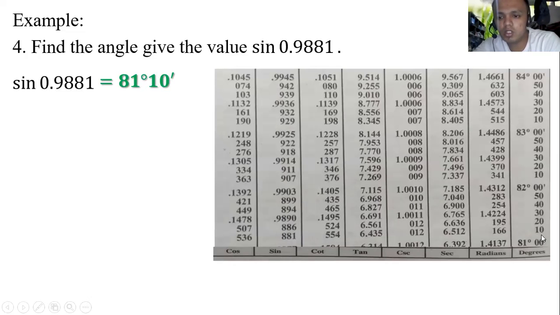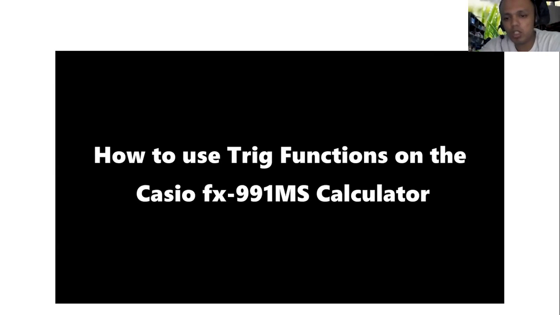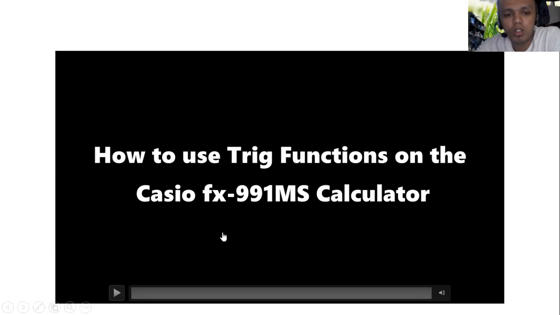So if you don't have this kind of copy, like I said, you can use a scientific calculator or an online calculator. I will show you a video on how to use trigonometric functions on the Casio FX991MS calculator. If you have this, it is very applicable to you. So please watch this.